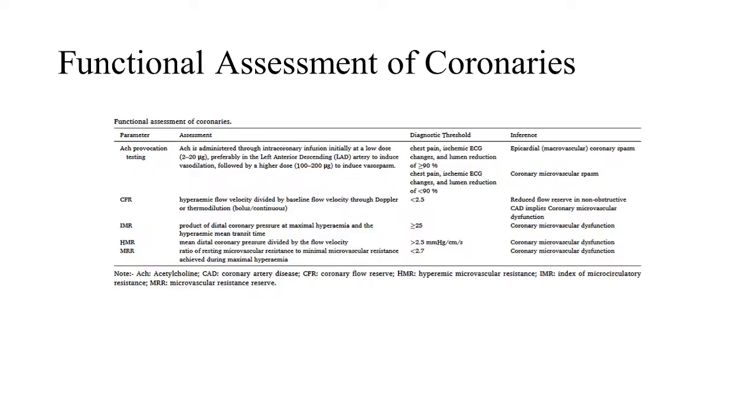Other parameters you can see are the hyperemic microvascular resistance reserve and the index of microcirculatory resistance. These are not important for emergency patients. Just know what MINOCA is and how to evaluate it. You can suggest that the cardiologist go and do this. You can read about this if you want to, but I'm not going to explain this.